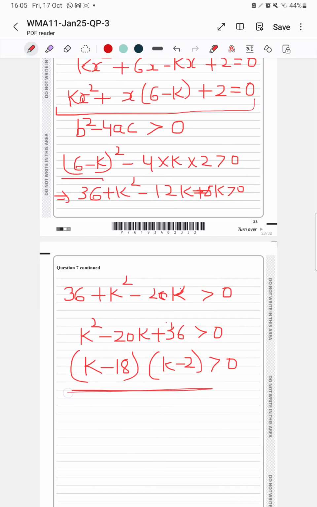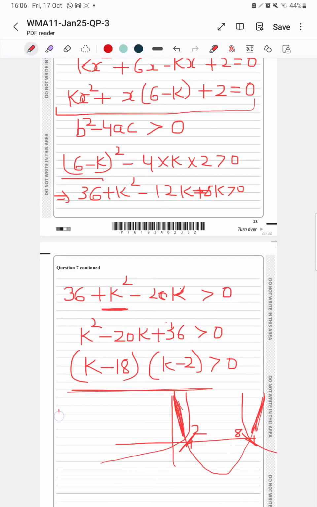You should know how to draw this graph, just a sketch. This graph has a minimum point because k squared is positive, so it is like a minima. You get the 2 points, 2 and 18. So it is something like this. This is 2 and this is 18. Now they said it should be greater than 0. When I say greater than 0, this y should be greater than 0. So it is here and it is here. So these are the values of k, which are 2 and 18. So I will say either k should be less than 2 or k should be greater than 18. These are our answers. Thank you.